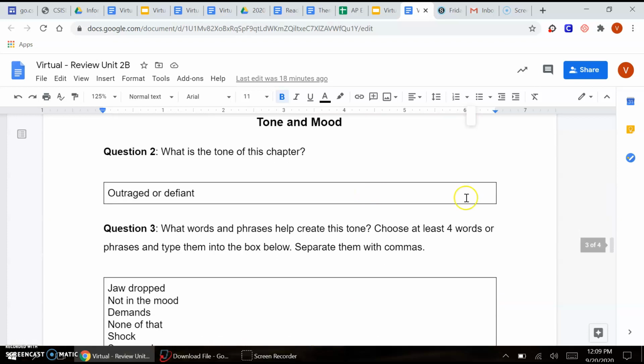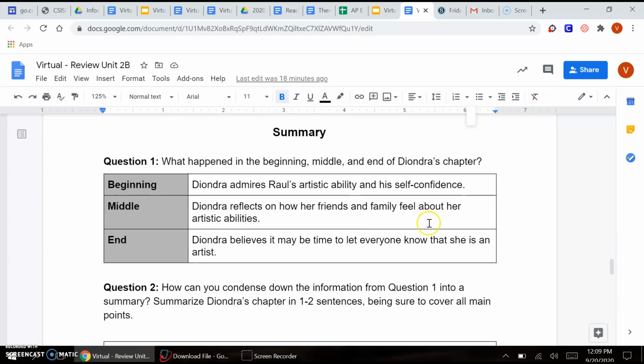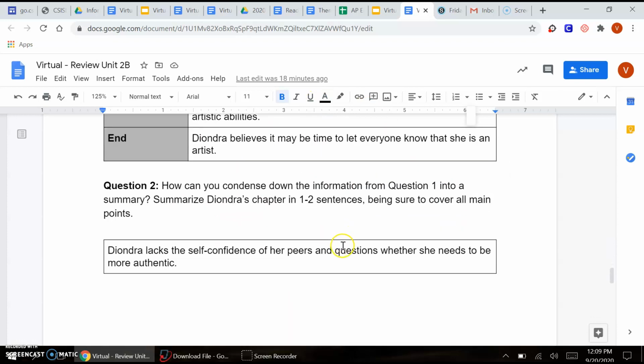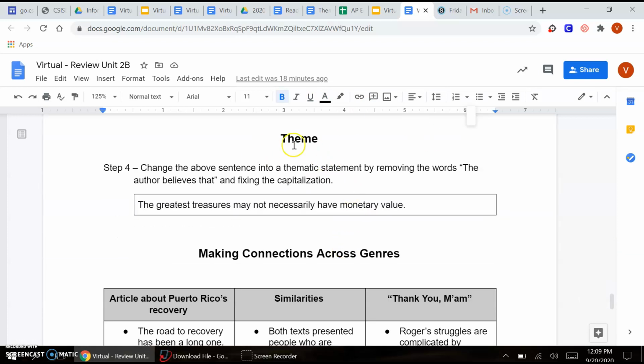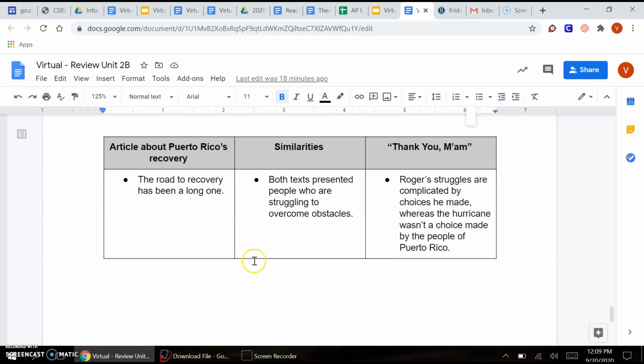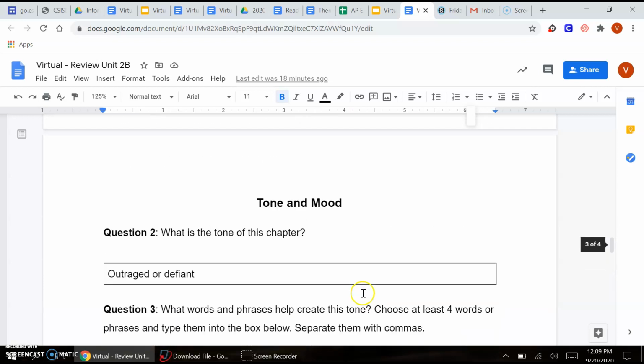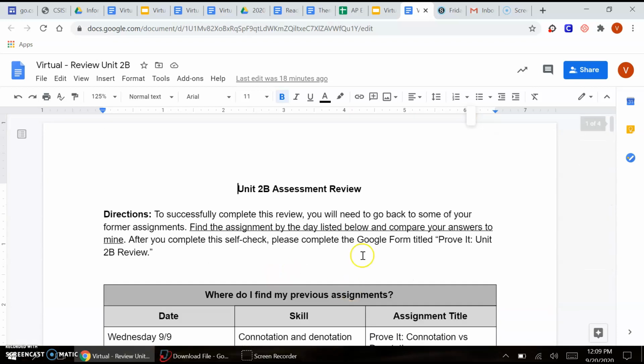Here's figurative language. Here's answer key for tone and mood. Here's an answer key for what we did with summary. Here's an answer key for what we did with theme and for making connections across genres. So this is an important document, nothing to fill out, it just leads you through the process of checking your answers against mine to help you be as prepared as possible for the test tomorrow.